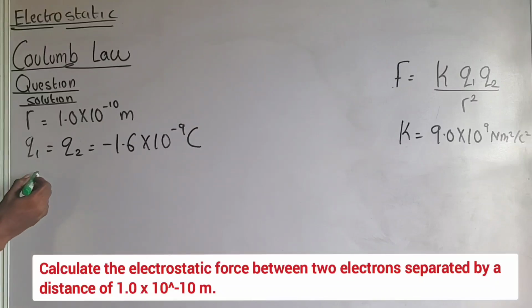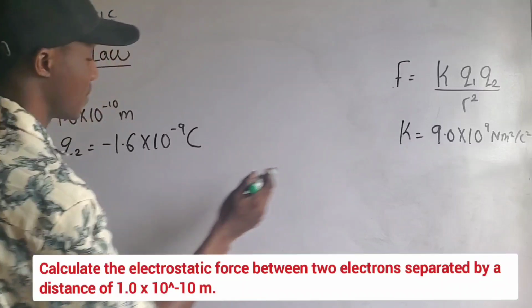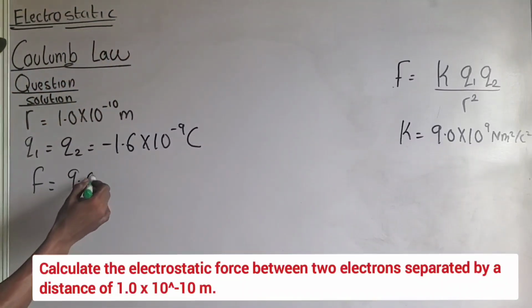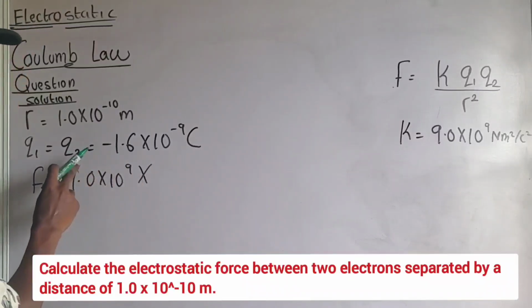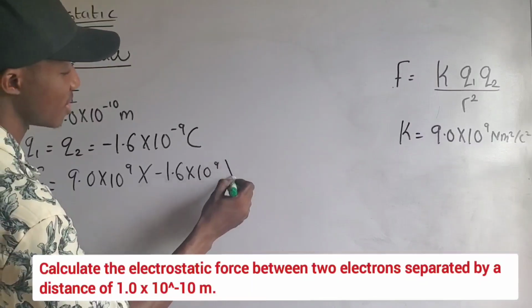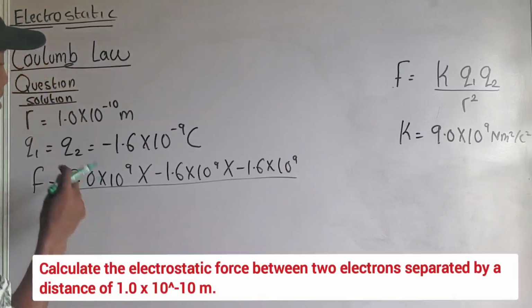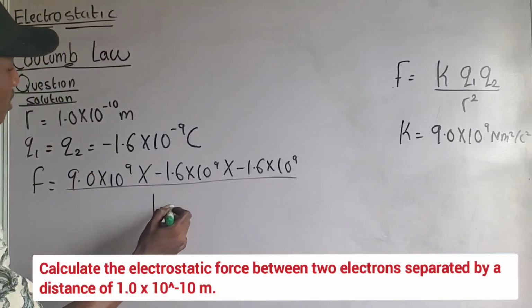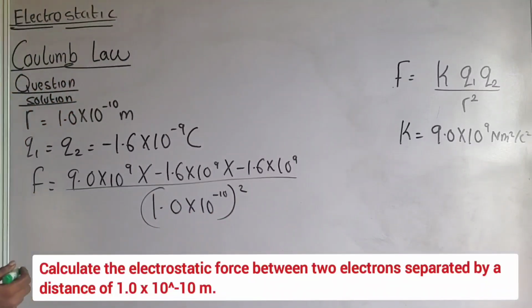Okay, so the force of attraction between them is Q1, Q2. We are still going to make use of this formula. So 9.0, which is K, times 10 raised to the power of 9 multiplied by Q1. Q1 is the same thing as Q2, you understand? So I'm going to have negative 1.6 times 10 raised to the power of 9 multiplied by negative 1.6 times 10 raised to the power of 9. All of this all over the distance. So I'm going to have 1.0 times 10 raised to the power of negative 10 squared. Okay, so the force of attraction or the electrostatic force between them is.